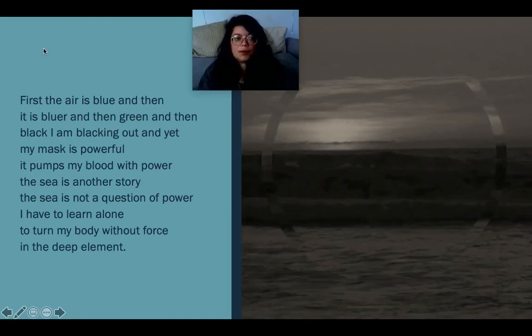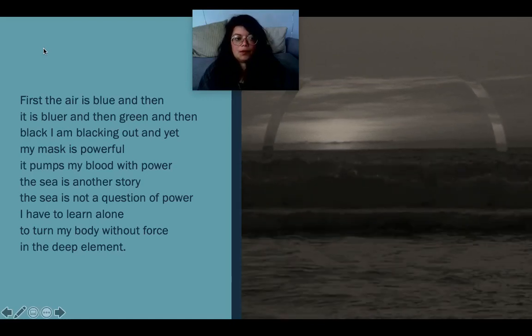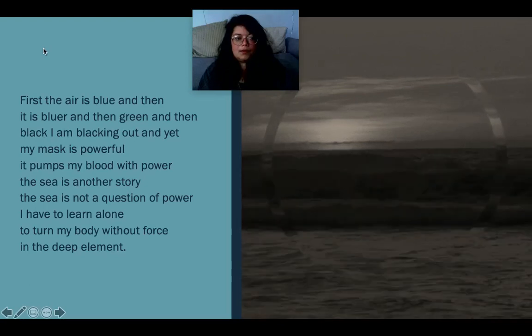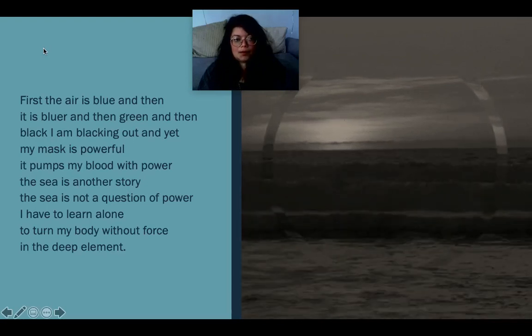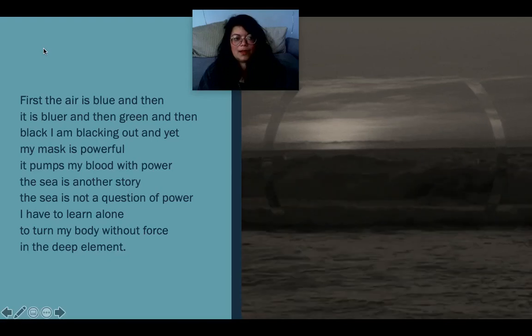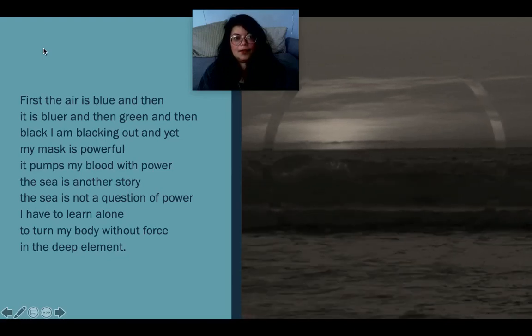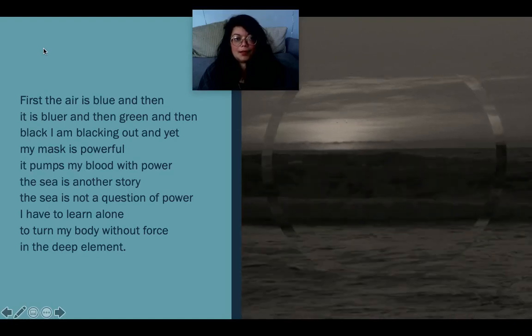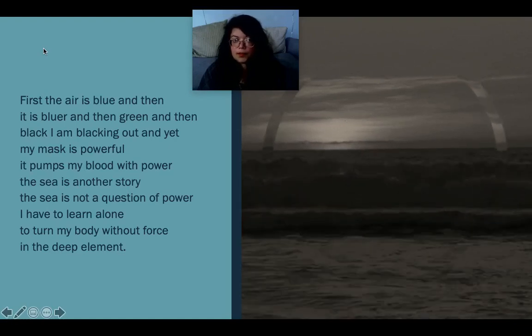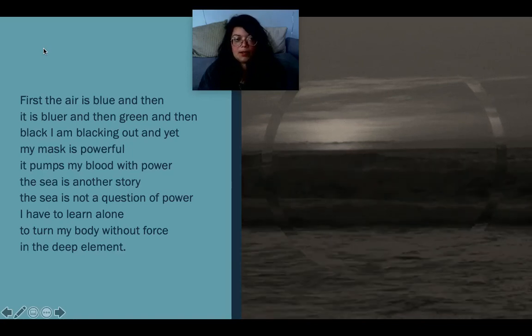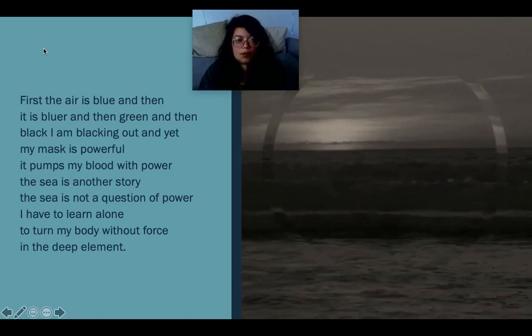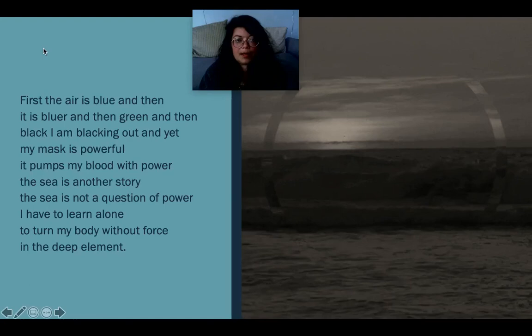But I also have to learn to turn alone, to turn my body without force in the deep element. I have to learn how not to fight, because to fight, to rebel, is to acknowledge power. But here, the sea is another story. The sea is not a question of power.